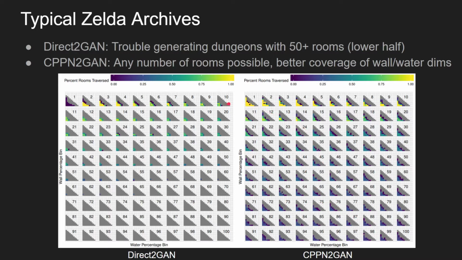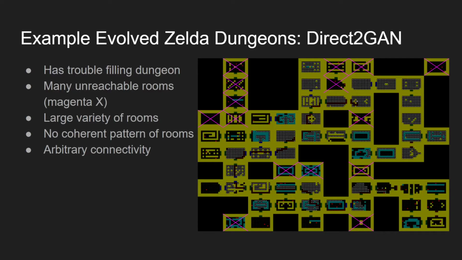And even for a smaller number of reachable rooms, we see that CPPN-to-GAN has higher fitness values and generally fills out the bins more in terms of the distribution of water and wall tiles. And if we look at the examples, we get a sense for why. Direct-to-GAN has trouble filling out the dungeon and also has many unreachable rooms in the dungeons. There is a large variety of room layouts, but there's no coherent pattern within the dungeon, and rooms are sort of arbitrarily connected to each other.